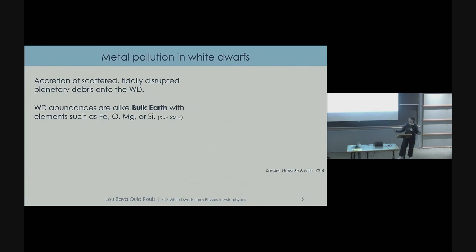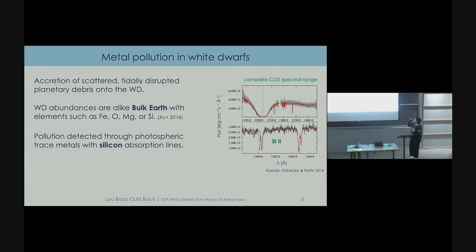So in order to detect metal pollution, we can look at the photospheric trace metals, and in particular, we look at silicon lines. This is a COS spectrum from the Hubble Space Telescope, UV spectra, and I'm also showing you a zoom in on silicon lines that are decently strong here. So the takeaway is that metal pollution is usually synonymous with one major surviving planet and a modest reservoir of planetesimals.